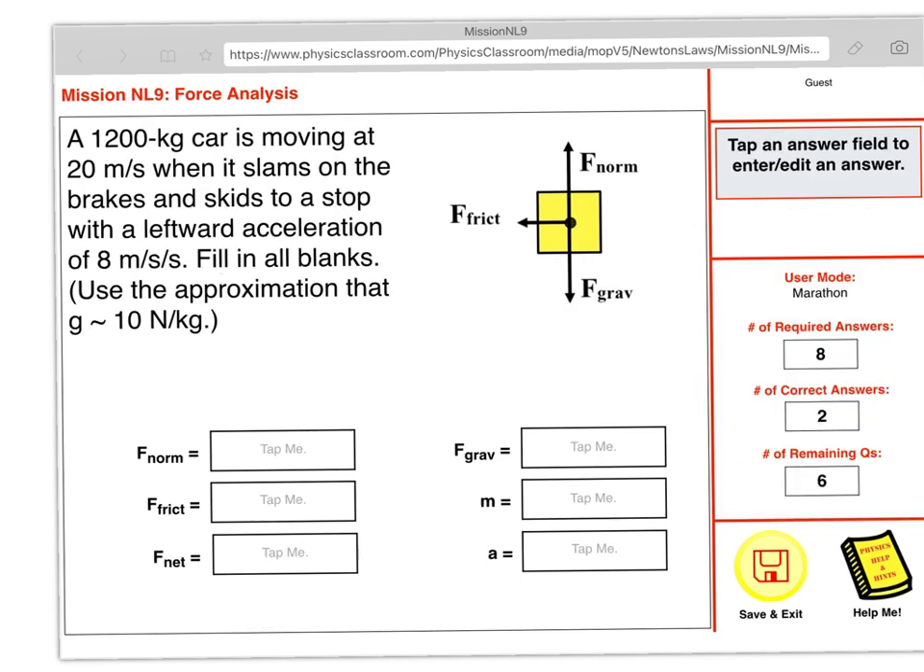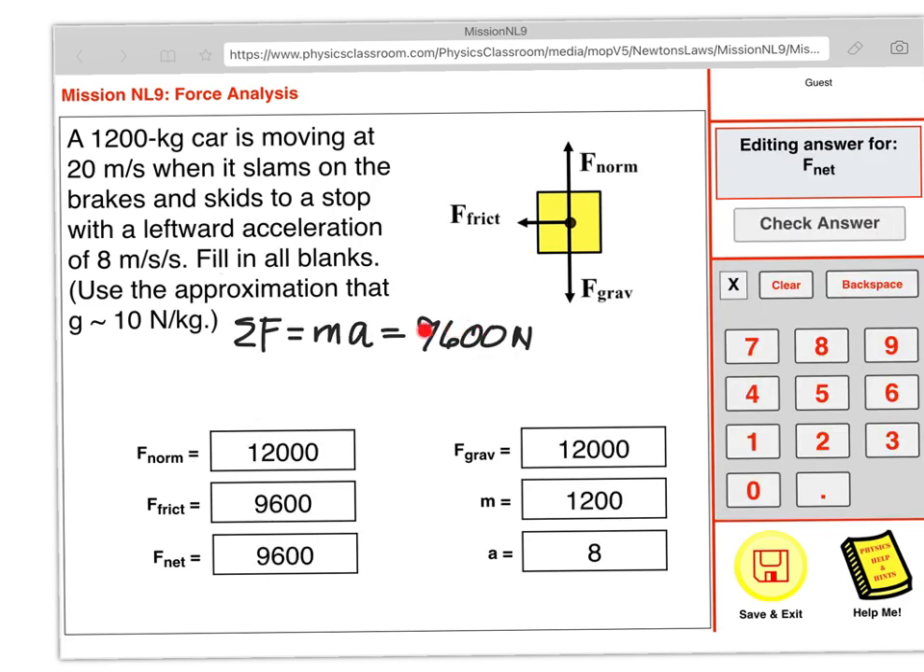Okay, since this is identical to the first problem we did, I'm just going to give you the answers and then move on to the next ones. But pause the video if you want to practice. Pause the video and see if you can get the answers. Okay, there are the answers. The F net, we're given the mass and the acceleration, so that gives us the F net. And the F net is equal to the F fric in this case, since it's only one force. Let's check our answers.